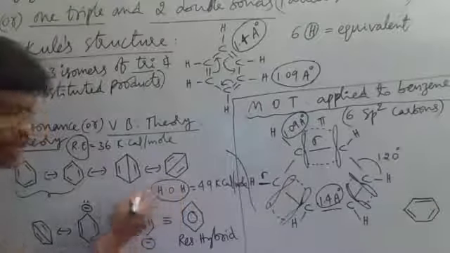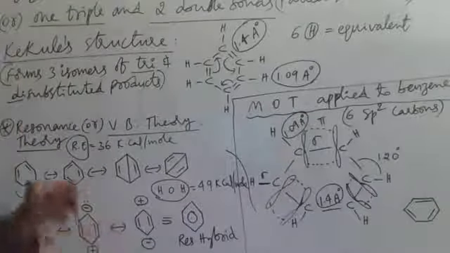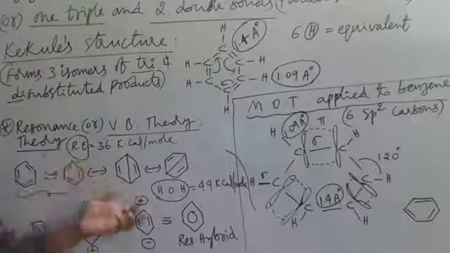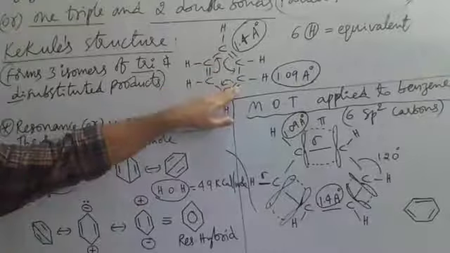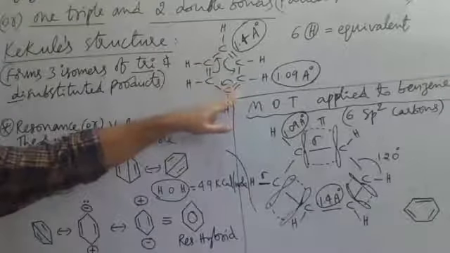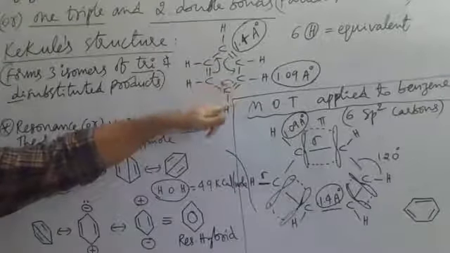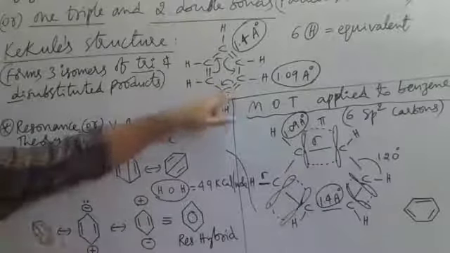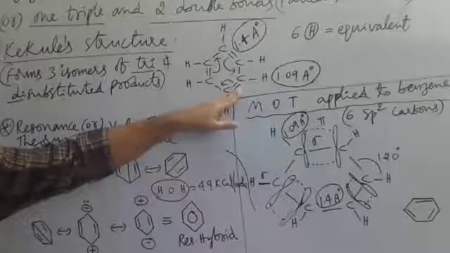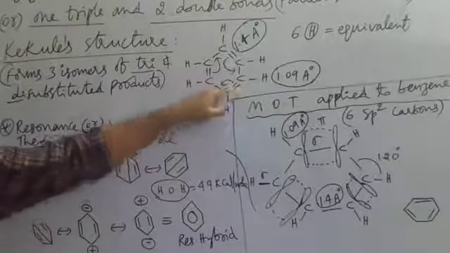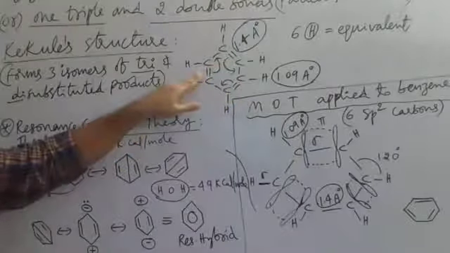Heat of hydrogenation means when we add hydrogen to benzene. In benzene, how many pi bonds are there? 1, 2, 3 pi bonds. To make one pi bond disappear, two hydrogen atoms are to be added. So 3 pi bonds should disappear to make it saturated.